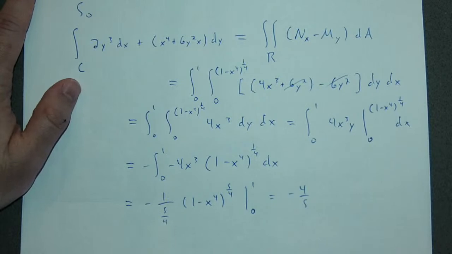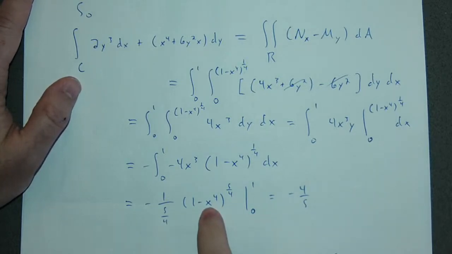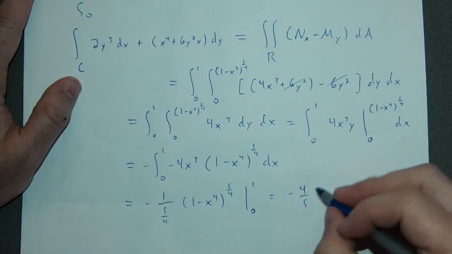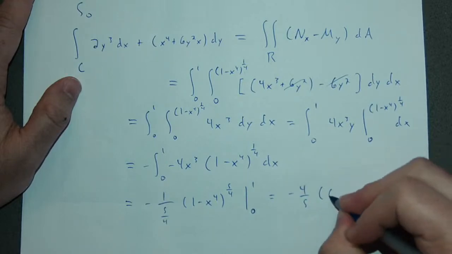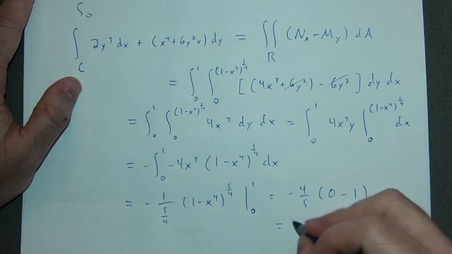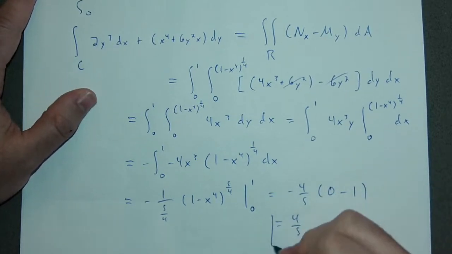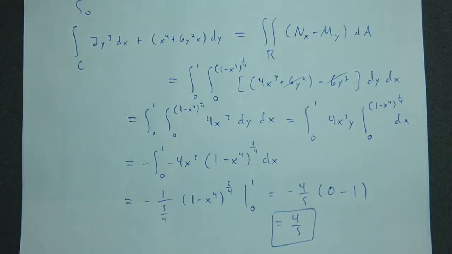So at 0 it's 1, and at 1 it is 0. Because I'm evaluating from 0 to 1, this is going to be minus 4/5 times 0 minus 1. So this is 4/5. Okay. So there's another example of how to use Green's theorem to make your life easy in this way.